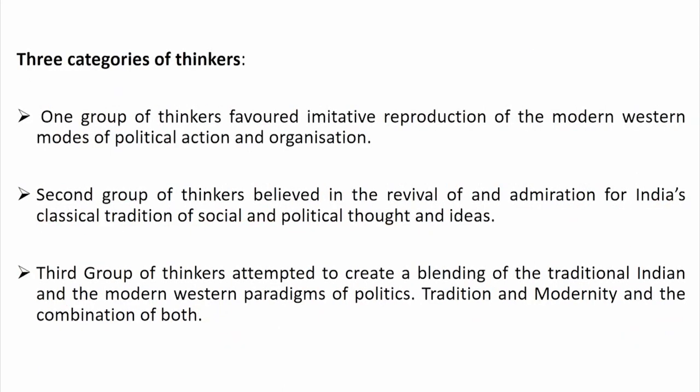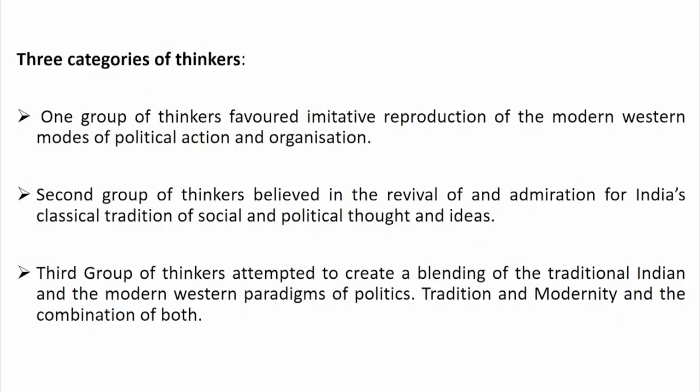So, what do you see about the engagement, and as I was saying, the different strands of thought in these thinkers? Broadly, one can divide Indian thinkers into three categories. One group of thinkers favored the imitative reproduction of modern Western modes of political action and organization. They were, in a sense, modernizers also. They wanted to modernize India, but that modernization they wanted to do themselves and not by colonial or outside forces, as the imperial power like the British was claiming that they were here to civilize us. But these thinkers were saying that we want to modernize, but we will modernize by ourselves. We do not need an outside force to modernize or civilize us.